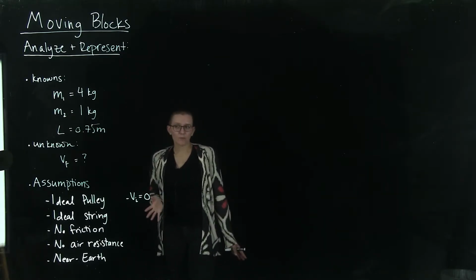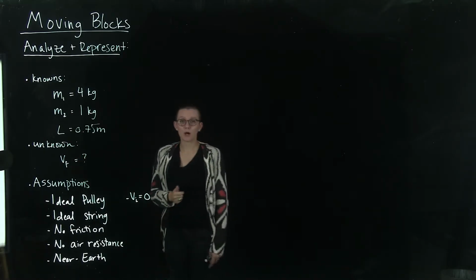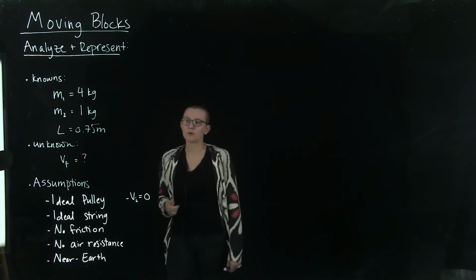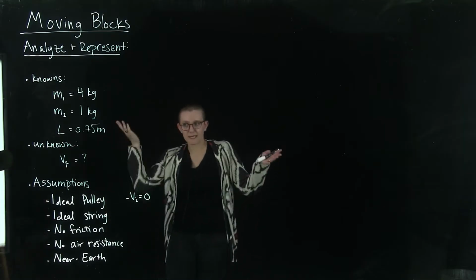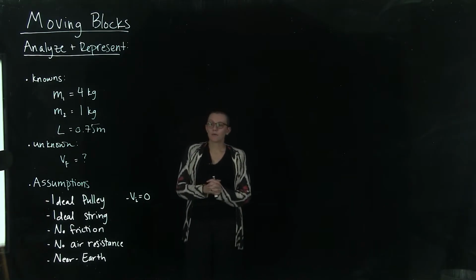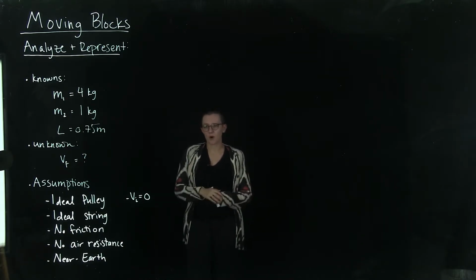And what am I looking for? I'm looking for my final speed, VF, of the blocks after they move some distance, L. So I've given that a symbol called V, and I've given it a subscript F equal to question mark because that's the thing I'm looking for. Those are understand and plan part. Now moving on to the assumptions. What are the assumptions that I'm going to make in this problem?